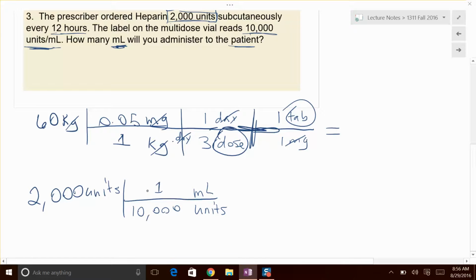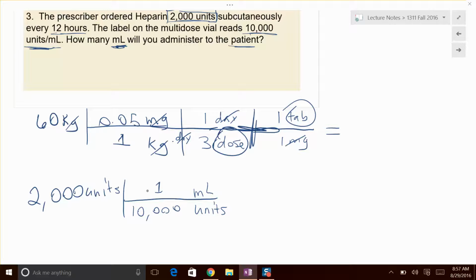I don't know if they finished that question. So maybe they mean daily, because they're saying every 12 hours you need to give that much. And they're saying how many milliliters will you administer to the patient every 12 hours or daily? And I think they mean daily. And there's 24 hours in a day, right? So we're just going to have to multiply that by 2.